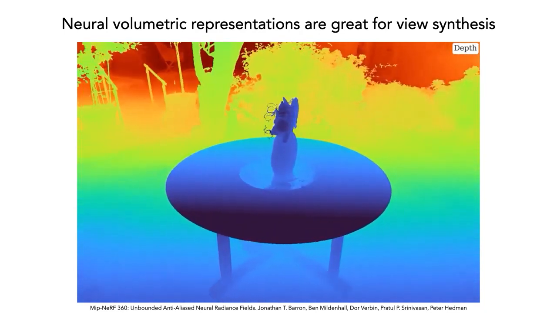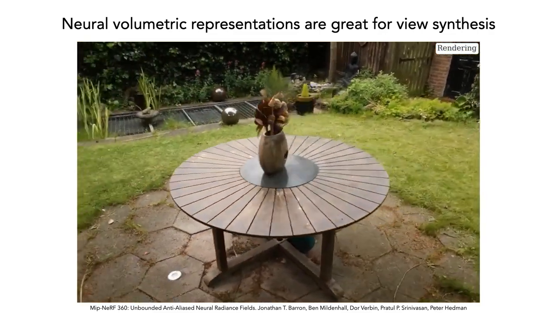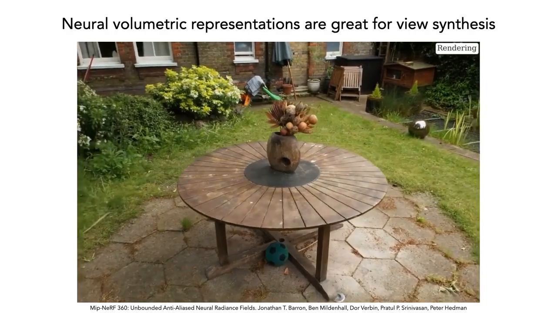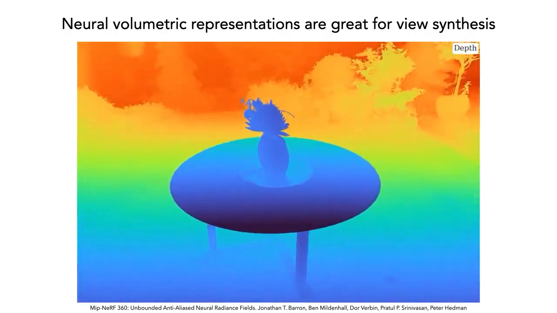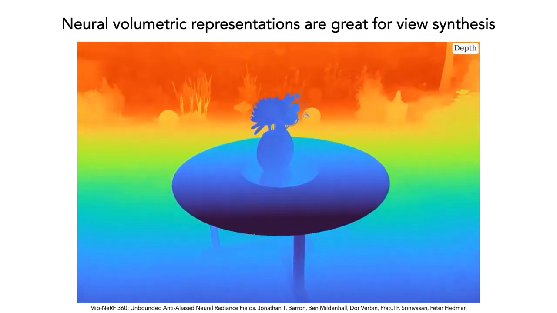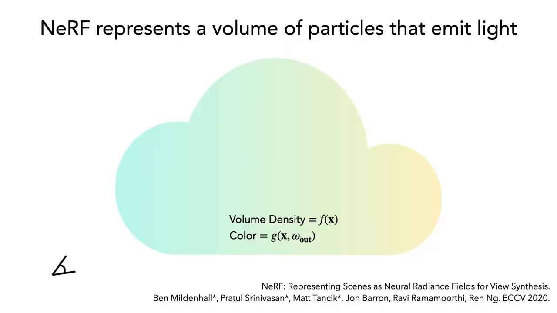Current state-of-the-art NeRF models, like Mip-NeRF 360 shown here, are able to produce really beautiful photorealistic renderings and recover detailed scene geometry. However, NeRF's representation is designed for reproducing the appearance of a scene exactly as it was captured, and does not provide a way to simulate how the scene would appear under different lighting conditions.